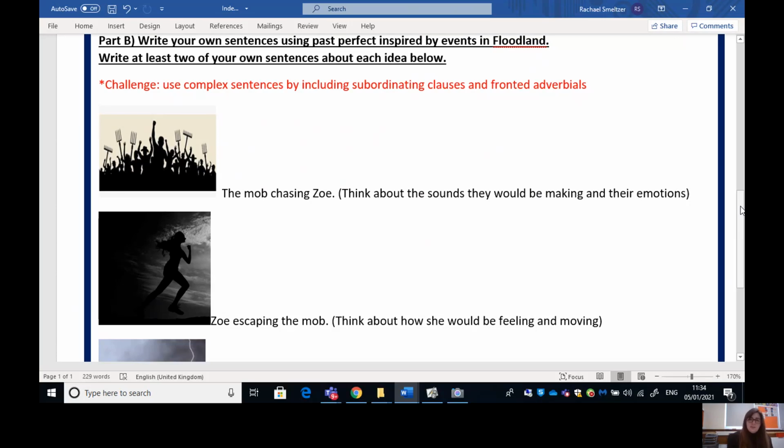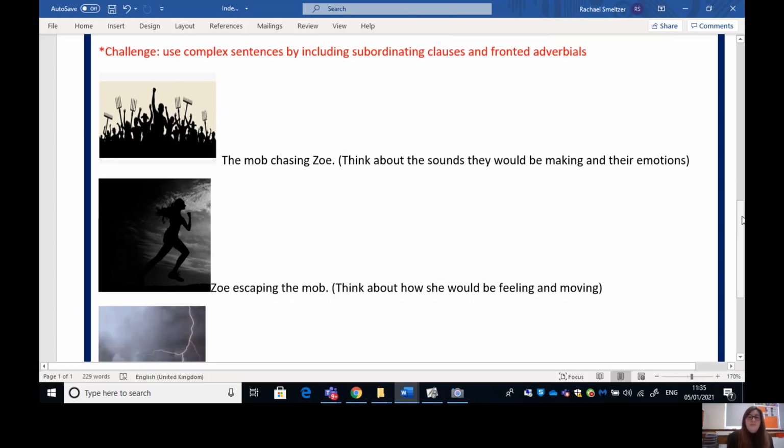Again, the challenge, which I did mention, is to make your sentences complex by using subordinating clauses and fronted adverbials. You may want to use parentheses as well, and so on, maybe figurative language. Don't shy away from using those amazing words, practicing the tense. But once you get confident and it is quite straightforward, then push yourself, because you're going to help your writing next week. So the first 2 will be about the mob chasing Zoe.